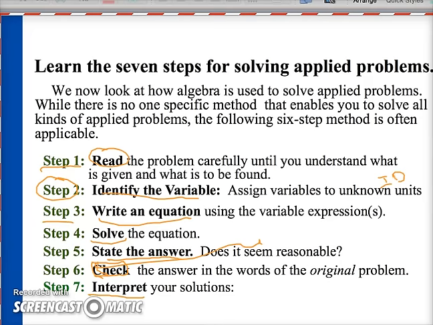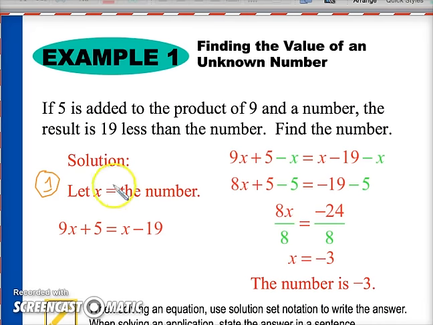Then I'm going to say, okay, now that I identified the variable, I'm going to try to make sense of the whole situation and be able to write the equation. So I go back to my problem. Okay, 5 is added to the product of 9 and a number, which I don't know. The result is 19 less than that number. So less than the number. So I have to satisfy the condition.